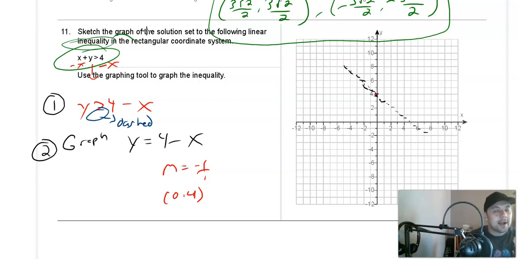So if you're at this point and you're like, I'm not sure where to shade, so I'll just leave it blank, that's a bad choice. Make a guess. Shading in something is worth more than shading in nothing at all.